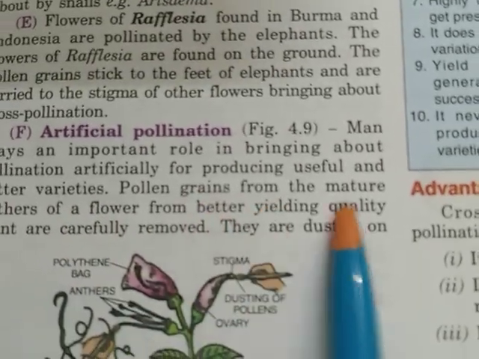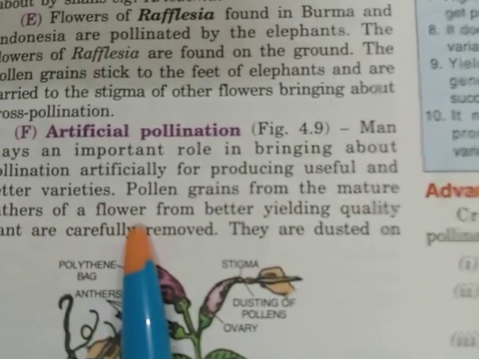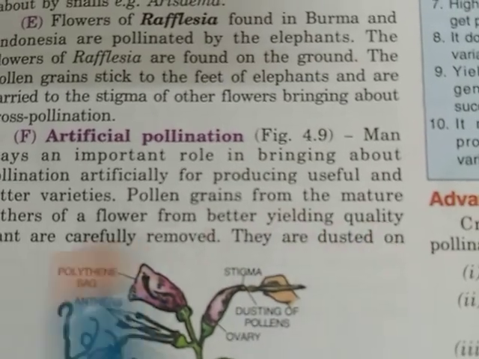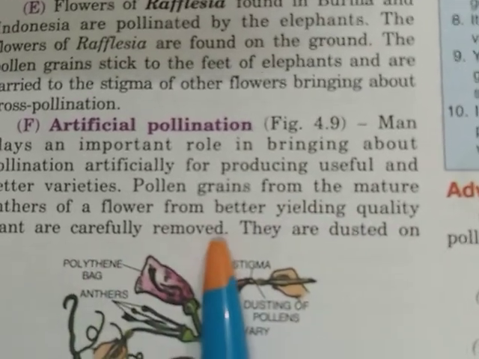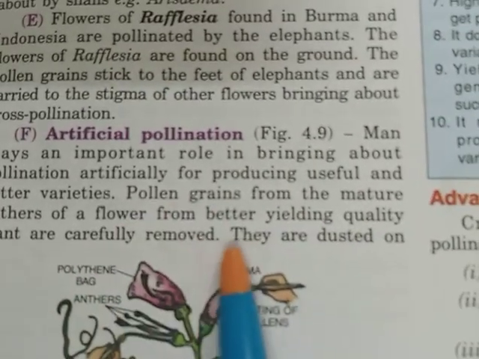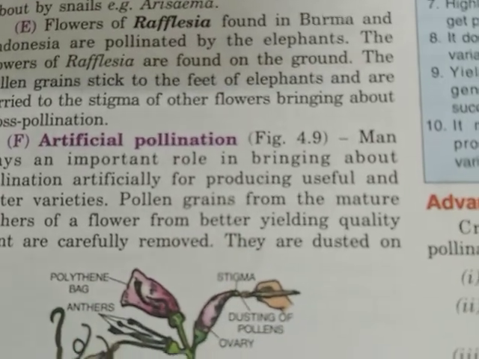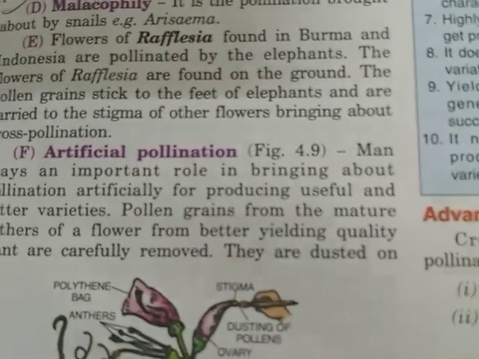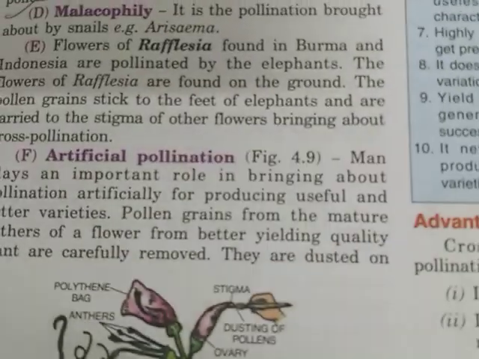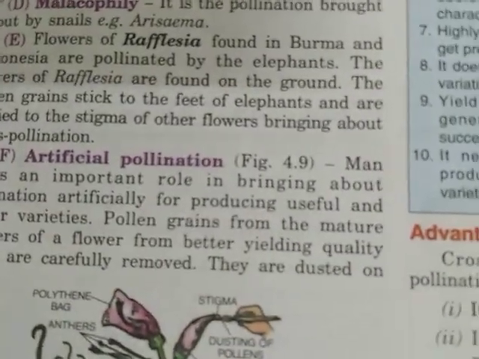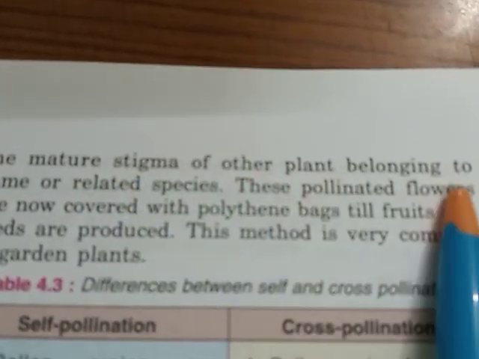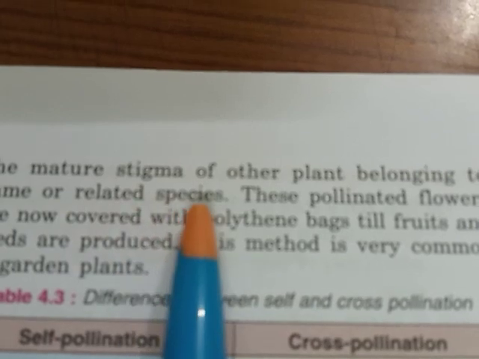Pollen grains from the mature anther of a flower from better yielding quality plants are carefully removed. See here what happens. The pollen grains from the mature anthers of better quality are removed. After removing, they are dusted on the mature stigma of the other plant belonging to the same or related species.